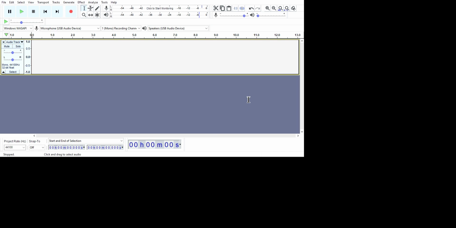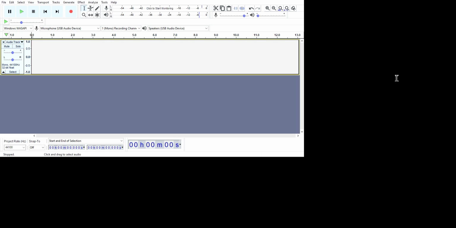Vibrato and tremolo refer to the modulation in pitch and volume respectively, and modulation refers to applying an extra sound wave on top of your existing recording to vary something in the sound wave.